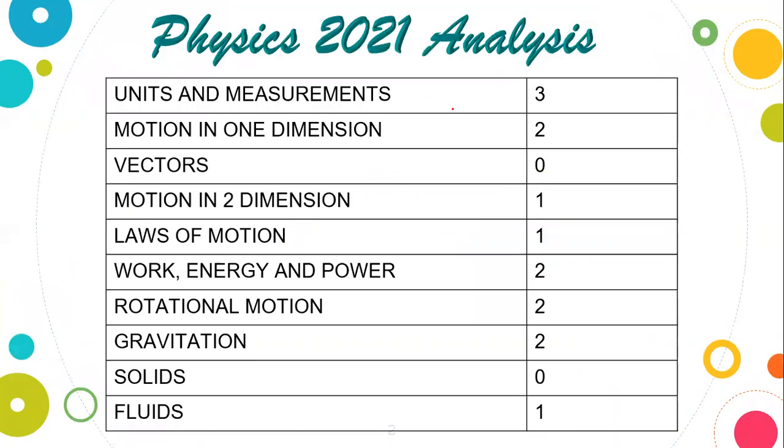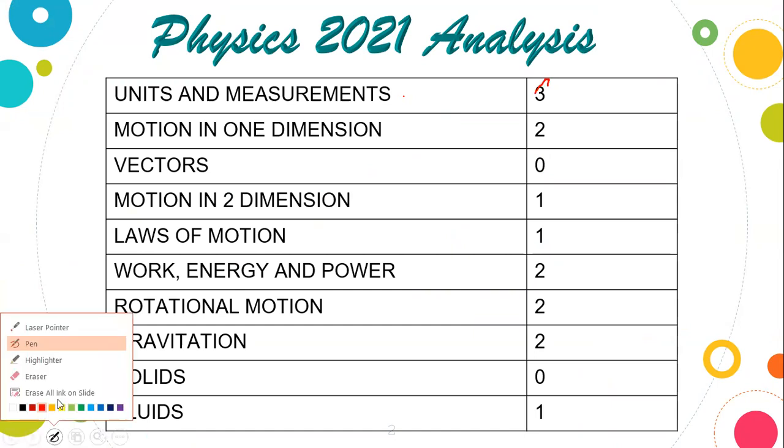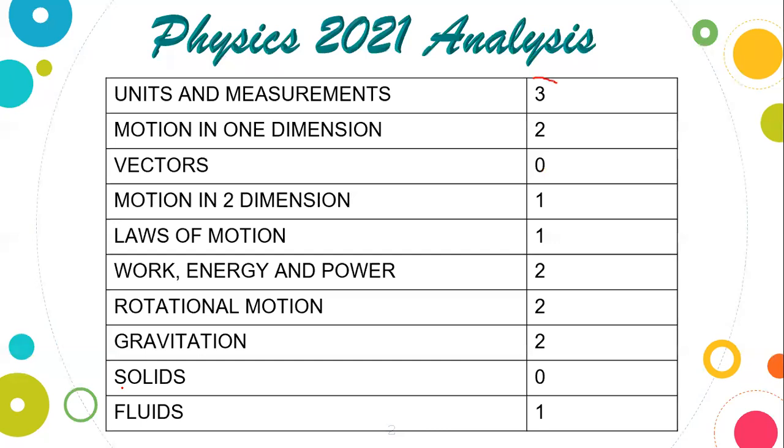So the very first chapter that you take for your studies is units and measurement. You got 3 questions from units and measurement. Yes, from units and measurement, 3 questions were asked. From motion in 1 dimension, 2 questions were asked. From vectors, 0 questions. Motion in 2 dimensions, 1 question. Laws of motion, just a single question has been asked this year.